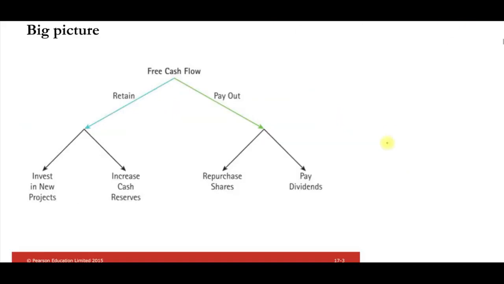Okay, so they have started directly from the free cash flow. I started from the sales and all this process to reach free cash flow. So the first decision is to pay out or retain. And when we pay out, we need to decide whether dividends or share repurchase. This is also another decision.